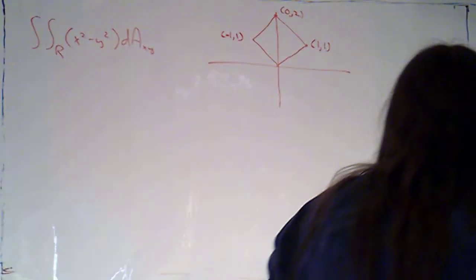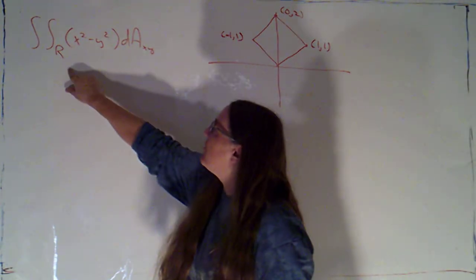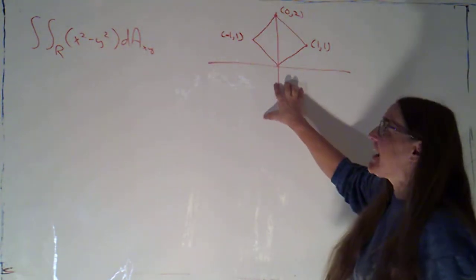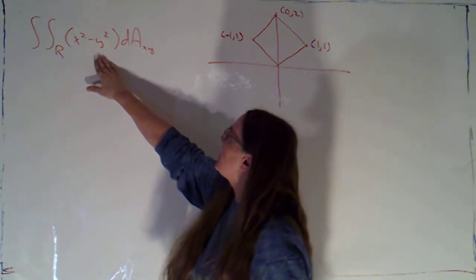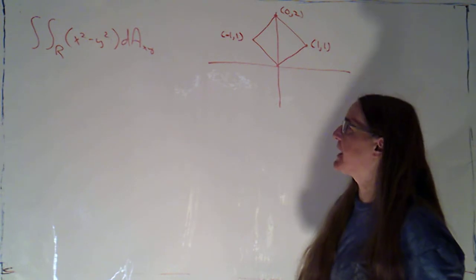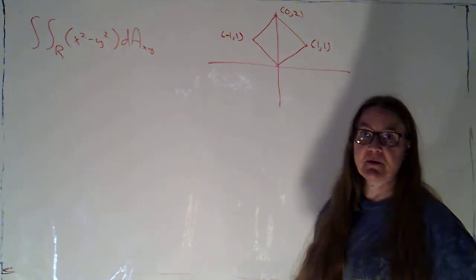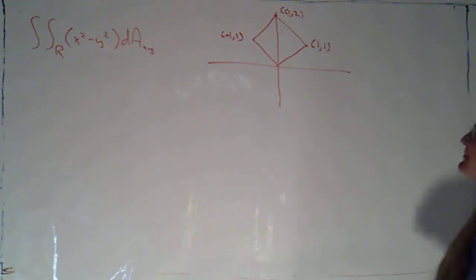Okay, so I've got a problem up here on the board. I want to integrate over r, where r is this diamond here, x squared minus y squared with respect to area in the xy plane. Now, I'm going to do this by doing a change of variables. This problem isn't atrocious.